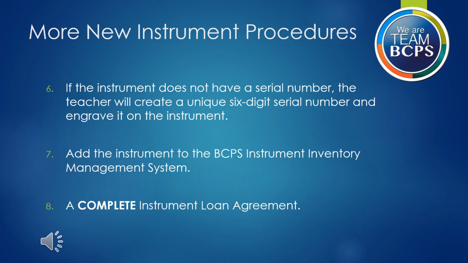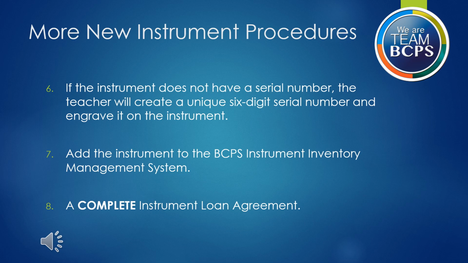If the instrument does not have a serial number, the teacher will create a unique 6-digit serial number and engrave it on the instrument. Next, add the instrument to the BCPS Instrument Inventory Management System. With Step 7, you will need the following information. First, select the correct code for the instrument. Codes are located in the Policies and Procedures Manual, and copies of codes may also be found in this course as well as in the BCPS Music Teachers group under Inventory.